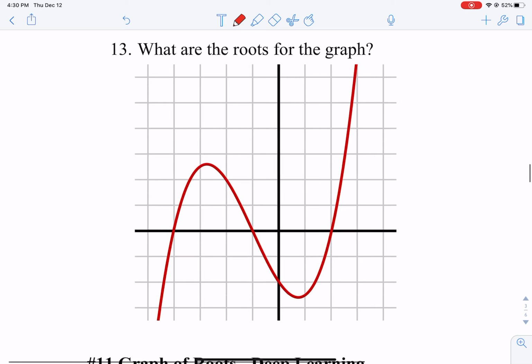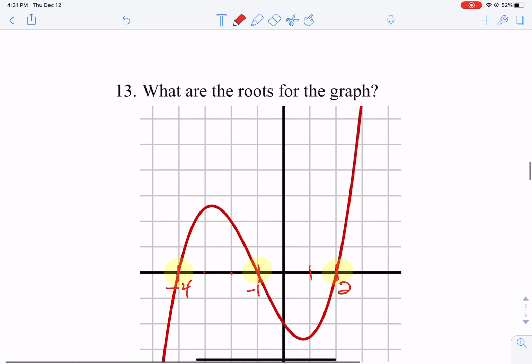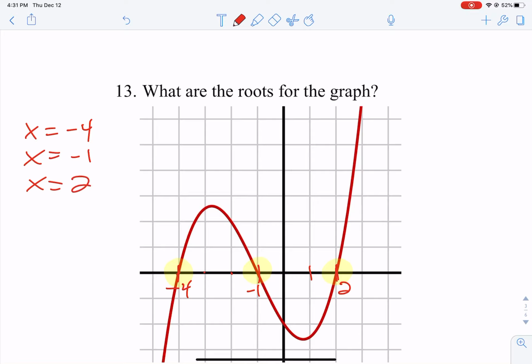What are the roots for the graph? So we just kind of went over this. There's one here, there's one here, there's one here. So as long as these are 1, which I'm assuming they are, so -1, -2, -3, -4. So -4, -1, and at 2, 1, 2. So what are the roots? X equals -4, x equals -1, and x equals 2. Okay, those are the roots.